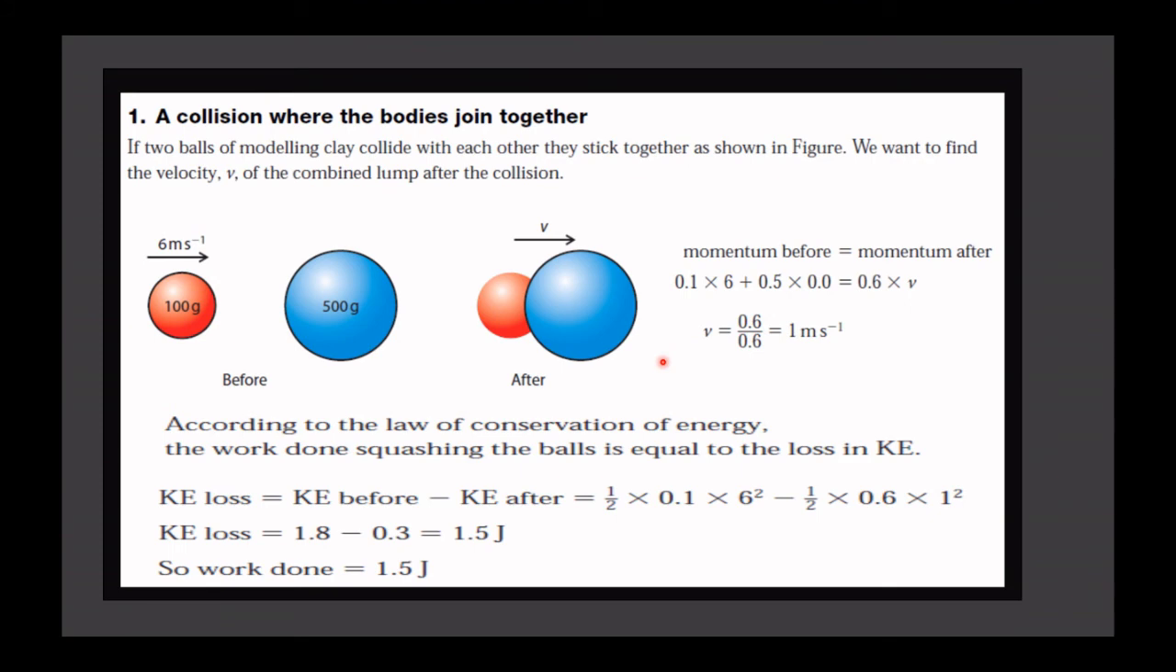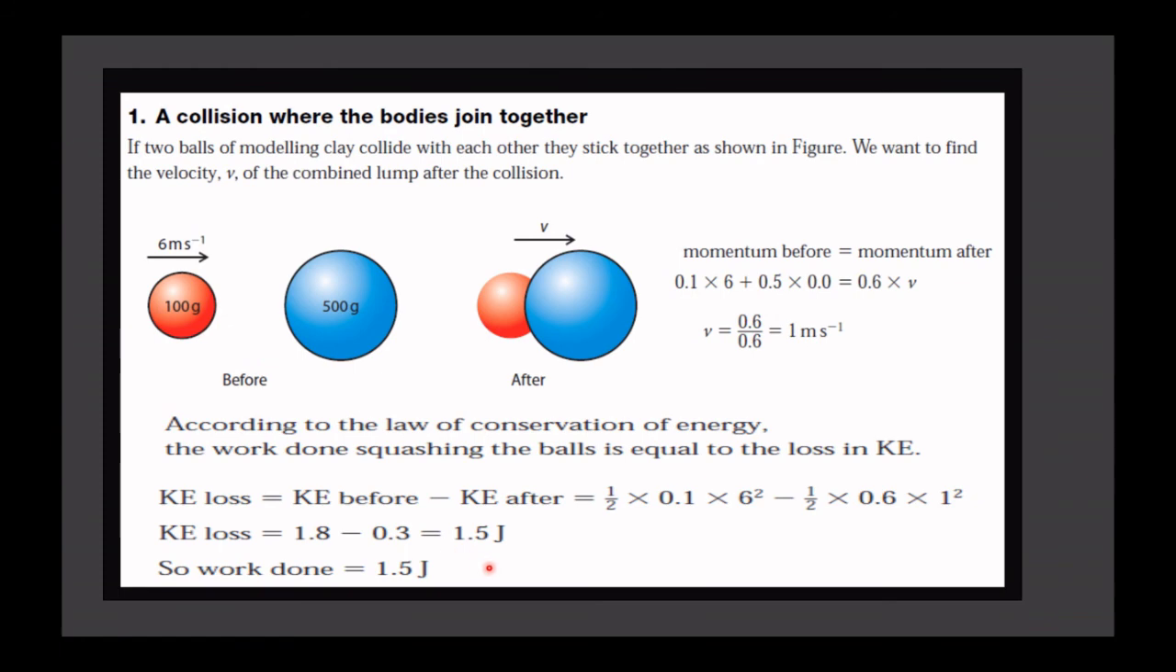So there is a loss of kinetic energy. What exactly happens to that kinetic energy loss? It is usually converted to heat and sound energy. In other words, according to the law of conservation of energy, the work done in deforming the balls is equal to the loss in kinetic energy. How do we find this loss in kinetic energy? Kinetic energy loss is kinetic energy before minus kinetic energy after. Using the known equation half mv squared, you'll be able to find the kinetic energy loss. The final answer has to be expressed with appropriate units.